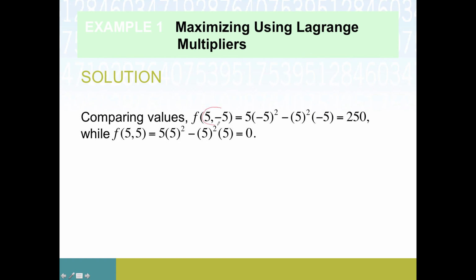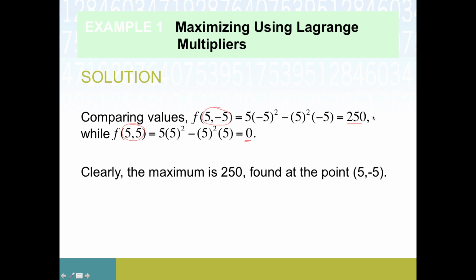So our 2 points that we input were these guys right here, 5 negative 5 and 5 positive 5. So we're going to compare the outputs in our original function. So we're going all the way back to plain old f. Plugging in 5 for all the x's, negative 5 for all the y's, we get 250 from the first one. Plugging in 5 for both x and y, actually a bunch of stuff cancels out, and we get 0. So what that all amounts to is the maximum value is 250, and that's what we're being asked to put together.